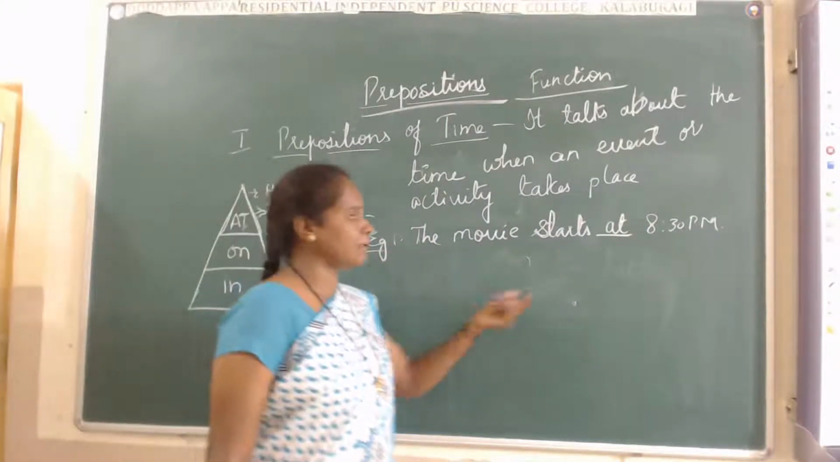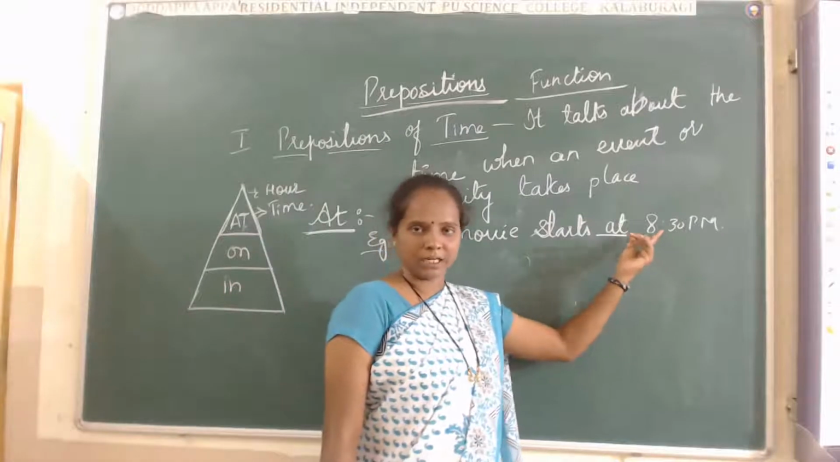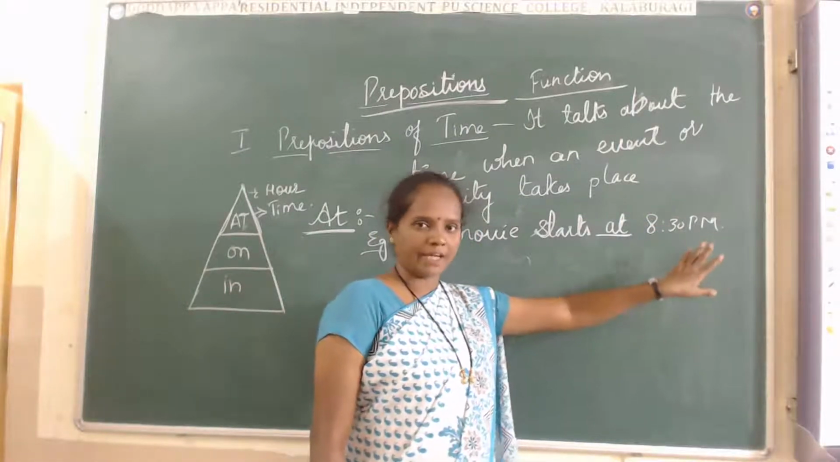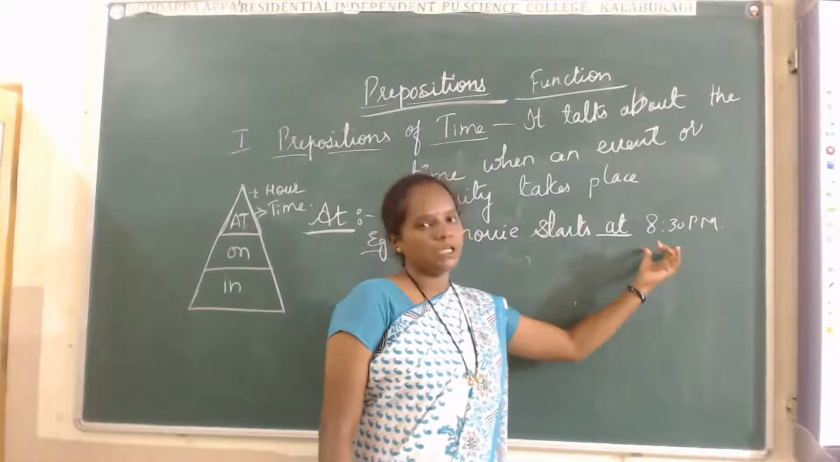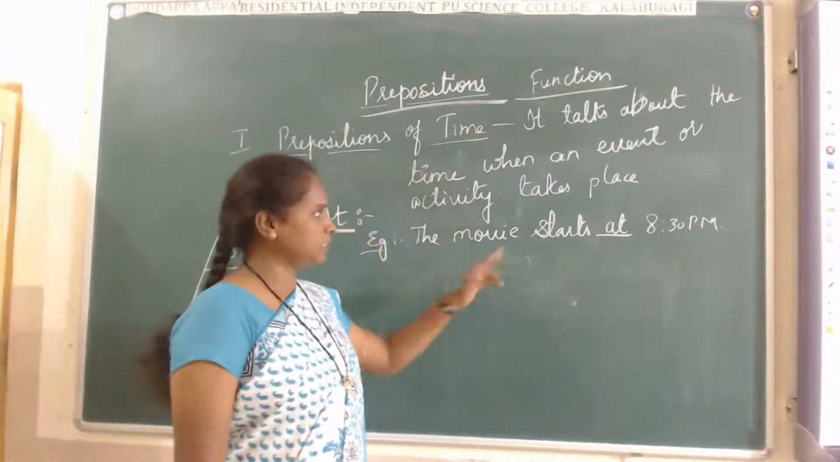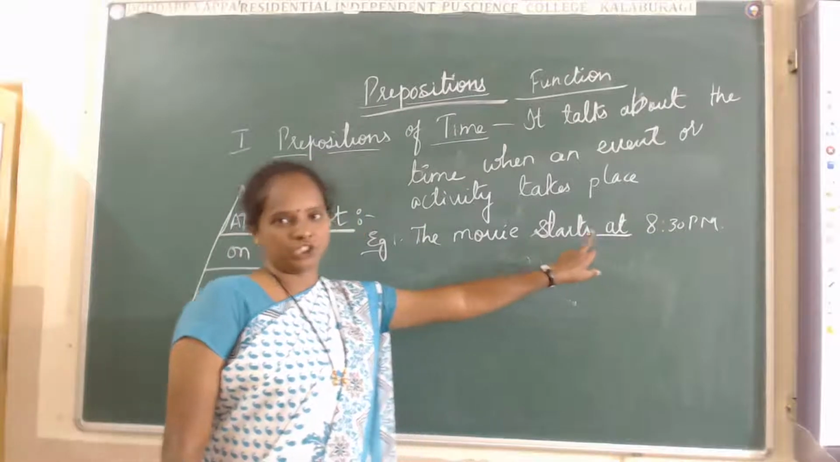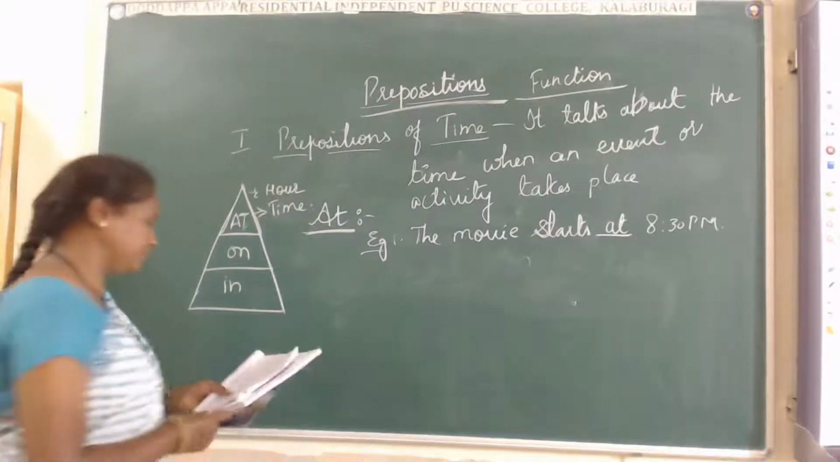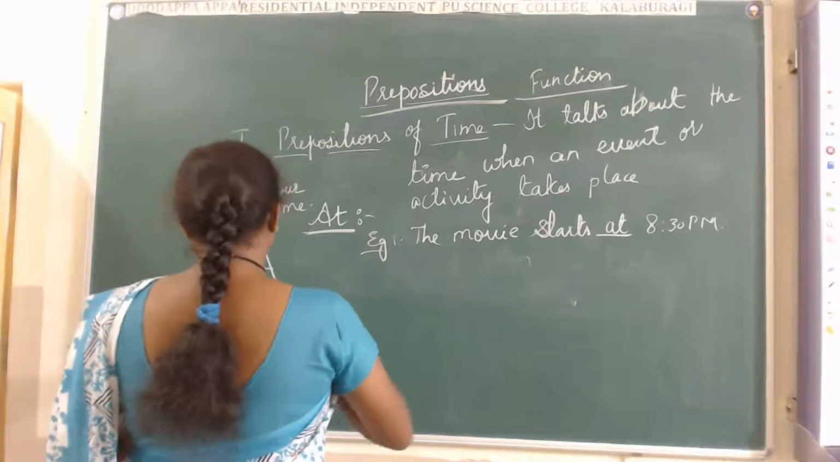We are talking about the exact timing, a particular timing, 8:30 p.m. only, not a.m. Only 8:30 p.m. we are talking about. That's why we have to use "at." Did you get this one? And some more examples of specific timing.